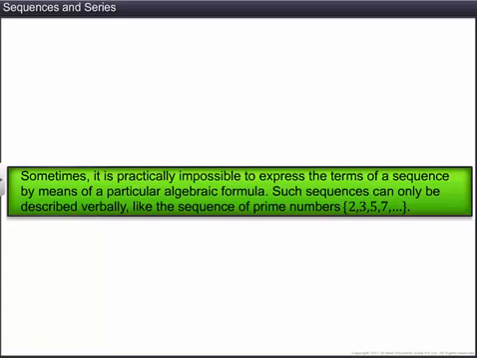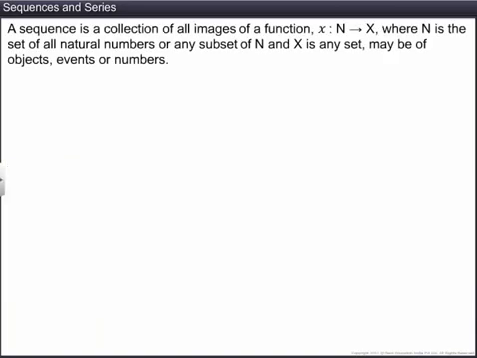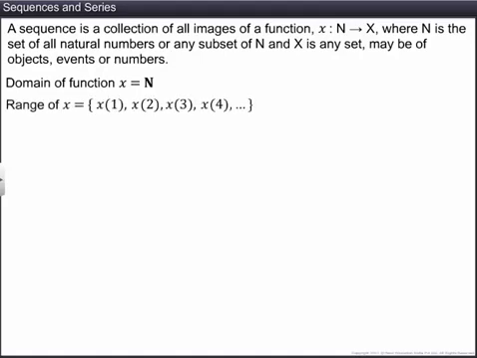A sequence is a collection of all images of a function x from n or any subset of n to x, where n is the set of all natural numbers and x is any set, maybe of objects, events or numbers. It implies that the domain of the function is the set of natural numbers. Hence, a sequence can be defined as a collection of all images of set n under x. The notational representation of 1 under x is denoted by x with subscript 1.